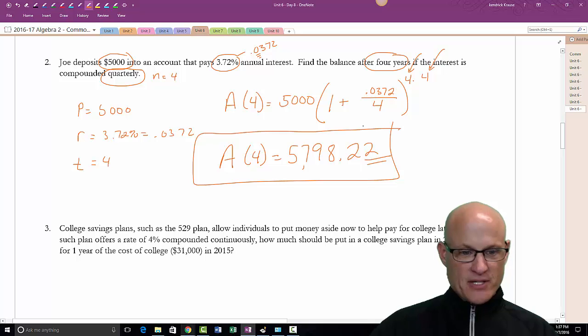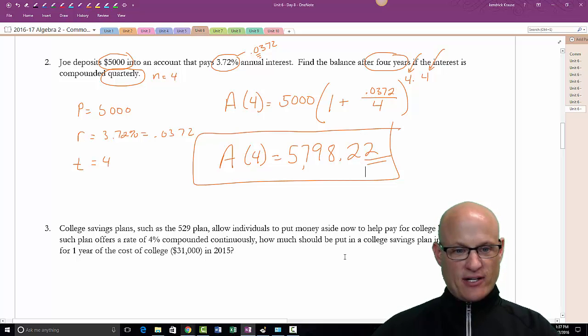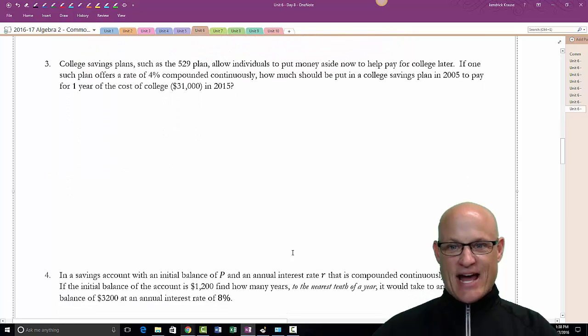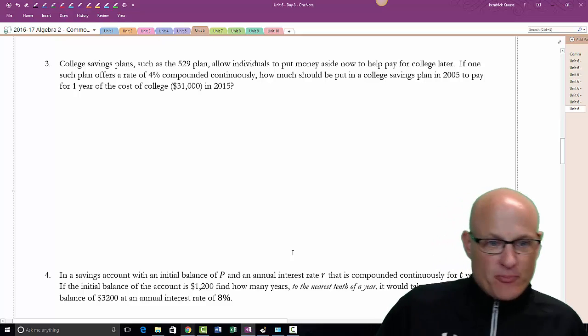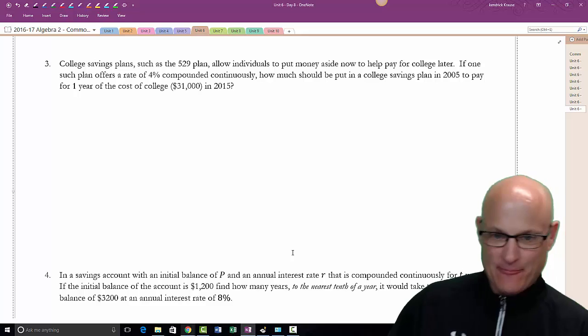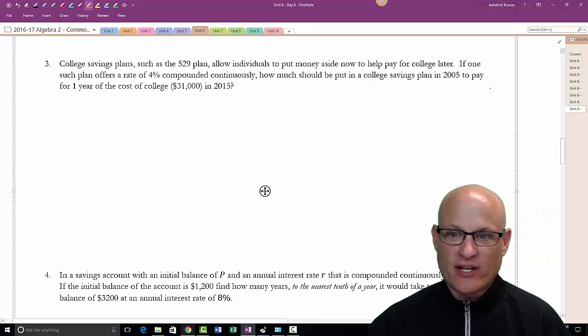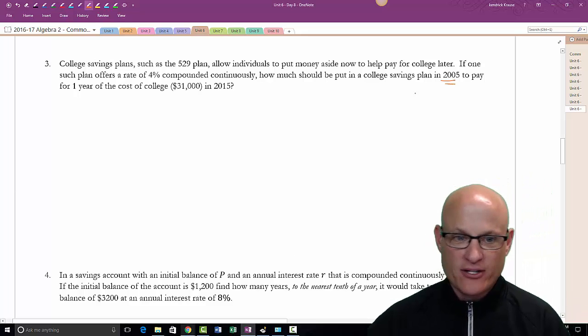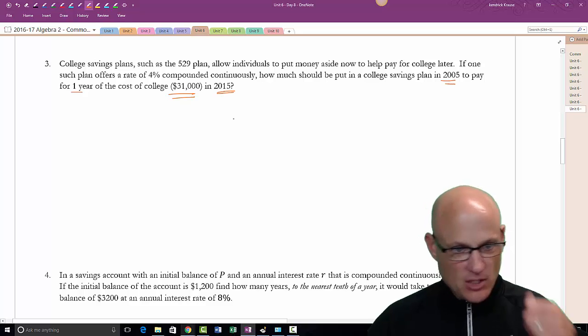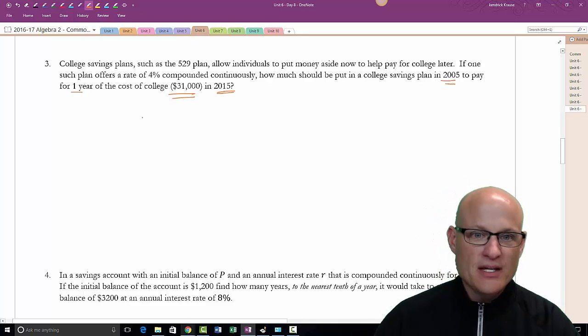Two decimal places. College savings plans, such as the 529, allow individuals to put money aside now to help pay for college later. If one such plan offers a rate of 4% compounded continuously, how much should be put in a college savings plan in 2005 to make sure you can pay for 1 year of college in 2015? Okay, let's see what we got.